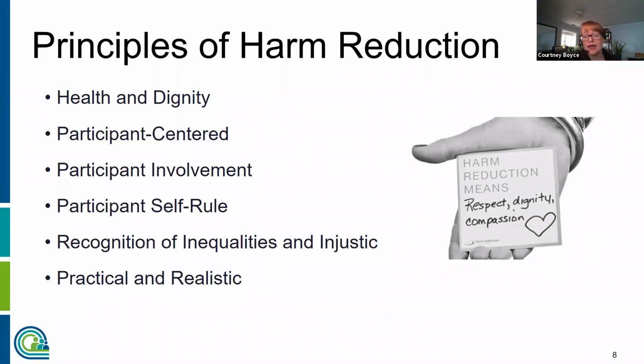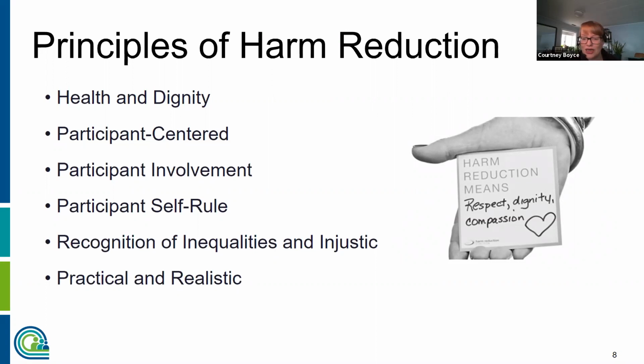And it's recognizing the realities of poverty, class, racism, social isolation, generational and past trauma, sex-based discrimination, and other social inequalities that affect both people's vulnerability to and capacity for effectively dealing with drug-related harms. So it's that recognition of inequalities and injustice.